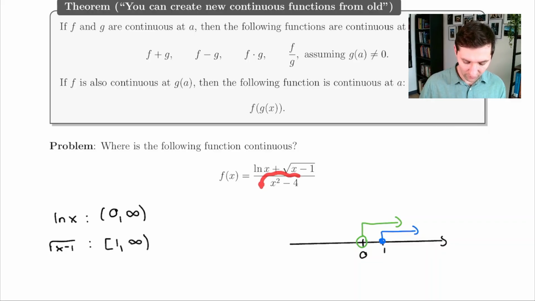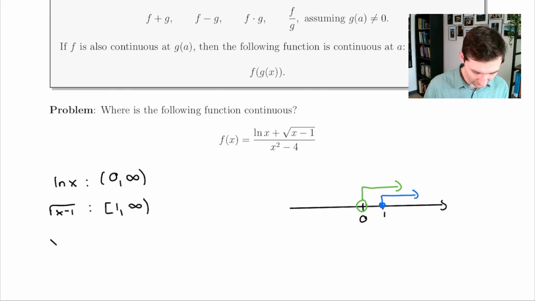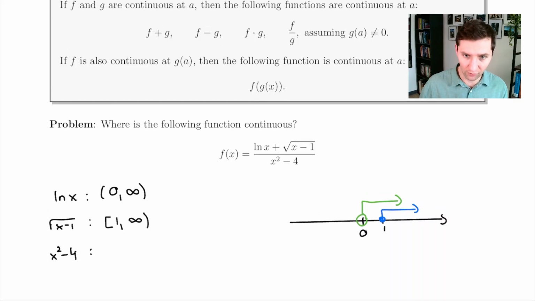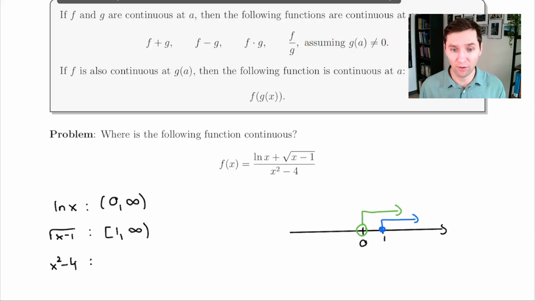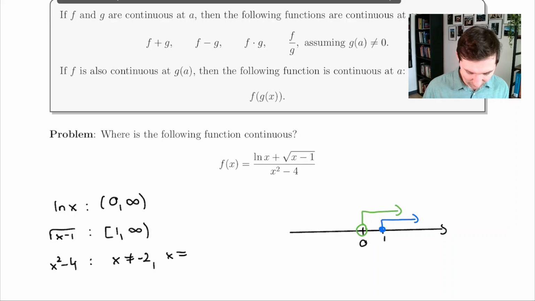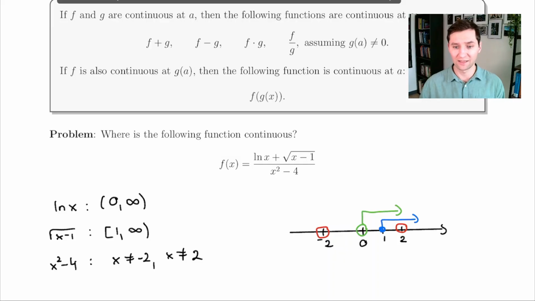The function x squared minus 4 is a polynomial, so it is continuous everywhere. However, x squared minus 4 is in the denominator, and we must ensure that the denominator is not 0. And unfortunately, this denominator is 0 for two x's, x equal to negative 2 and x equal to 2. So I must exclude those two x's. I must say that x cannot be negative 2 and x cannot be 2. Let me add those 2 points to my x-axis, negative 2 and 2, and add open dots around them to remind myself that these 2 points are not included.